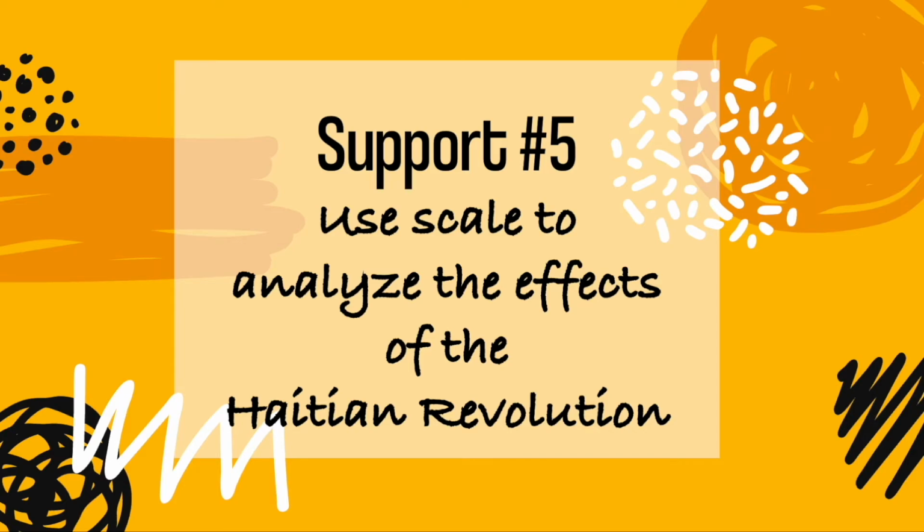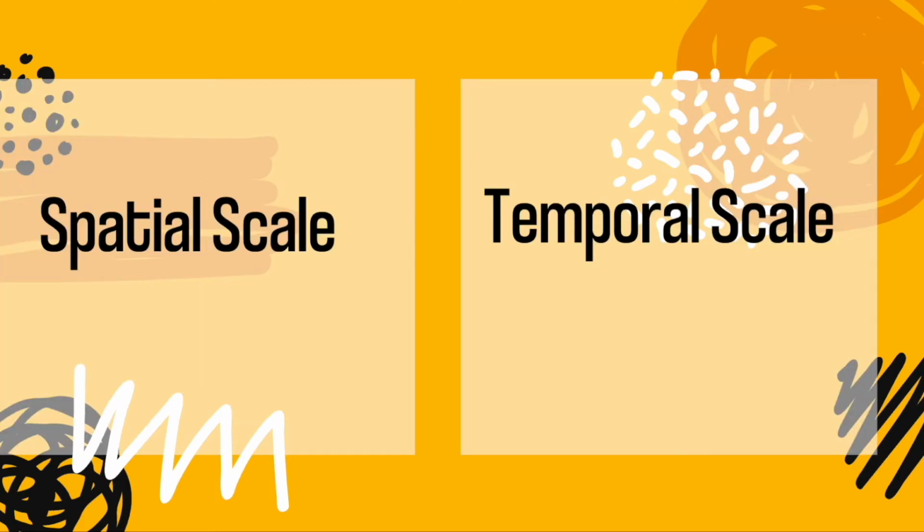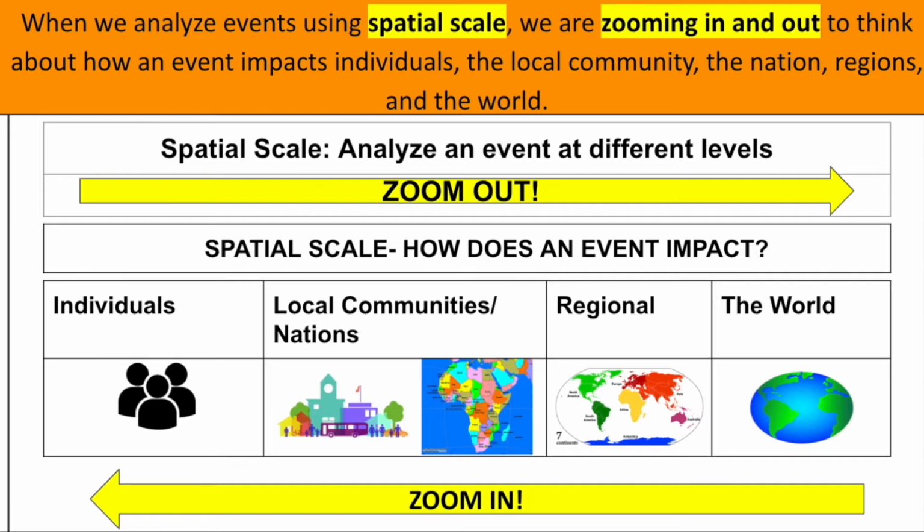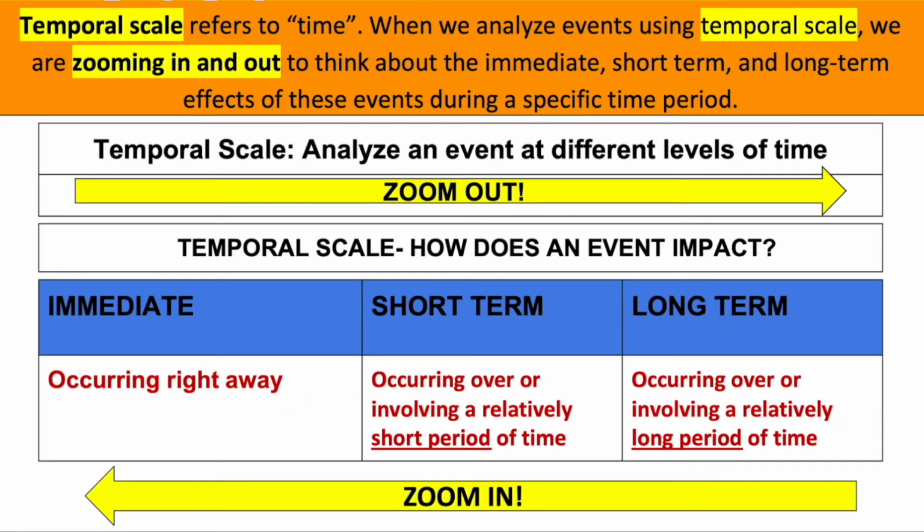Support 5, we are going to focus on how to use scale to analyze the effects of the Haitian Revolution. So you have to focus on these 2 types of scale, spatial scale and temporal scale. When we analyze the events using spatial scale, we're zooming in and zooming out to think about how an event impacts individuals, the local community, the nations, regions, and the world. Temporal scale refers to time. When we analyze events using temporal scale, we are zooming in and zooming out to think about the immediate, short-term, and long-term effects of these events during a specific time period.